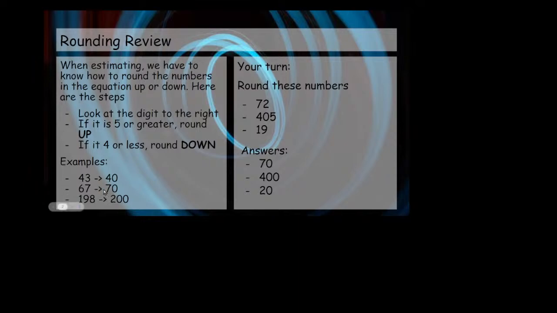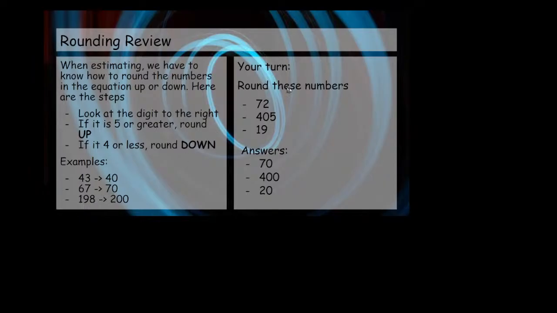Next, 67 would be rounded up to 70. First we'll look at the digit to the right, that is 7. If it is 5 or greater, round up. It is 5 or greater, so we'll round up to 70. For this one, 198, the digit to the right is 8. Is 8 greater or less than 5? It is greater, so we will round up to 200.